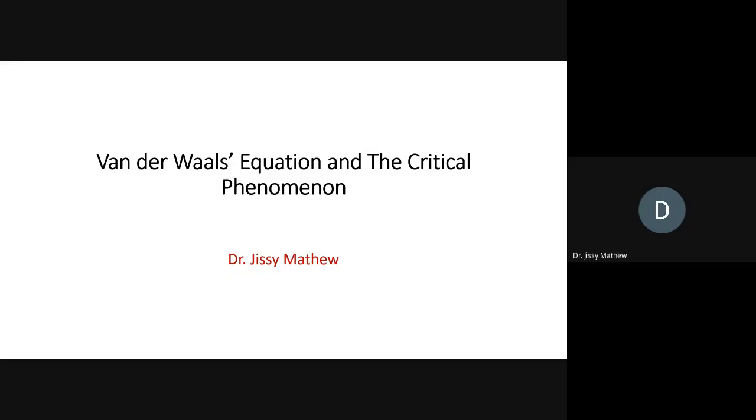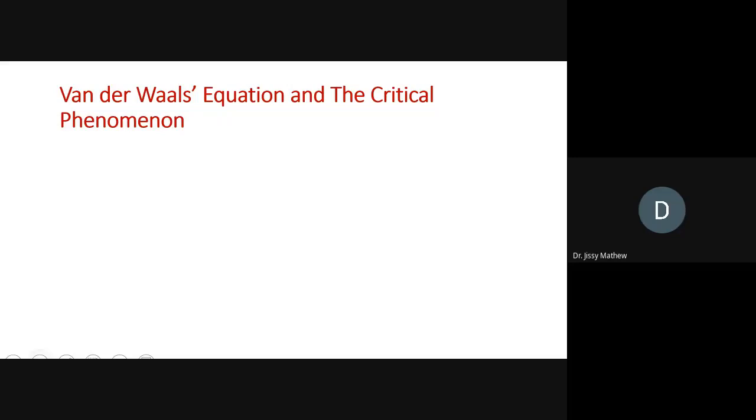Van der Waals equation and the critical phenomenon. Van der Waals equation for 1 mole of a gas can be written as (P + a/V²)(V − b) = RT.